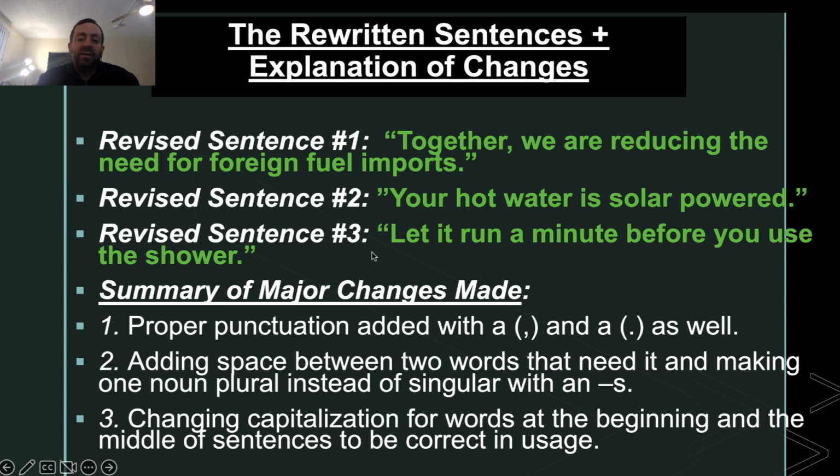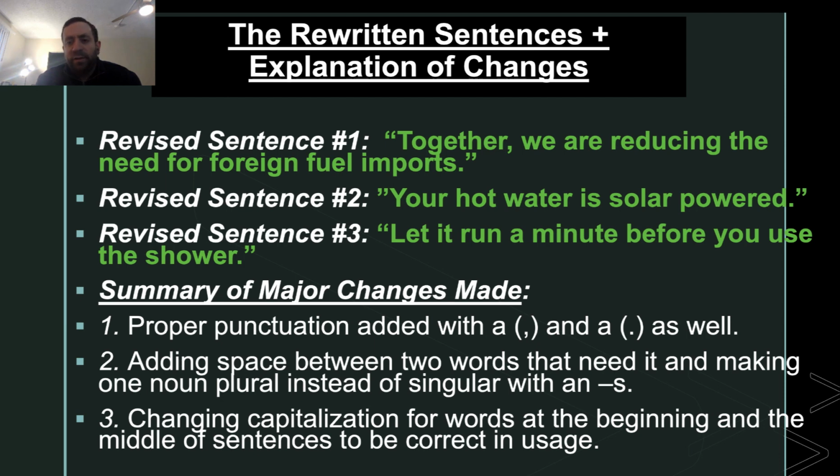And then our third sentence that we divided into 2, I capitalized the L in "let" because it's the beginning of a new sentence. Let it run a minute before you use the shower. So there we go. Together we are reducing the need for foreign fuel imports. Your hot water is solar powered. Let it run a minute before you use the shower. Perfect. So we fixed about 5, 6 errors, give or take, and we revised them from 2 sentences into 3 sentences, and we got rid of the run-on sentence.